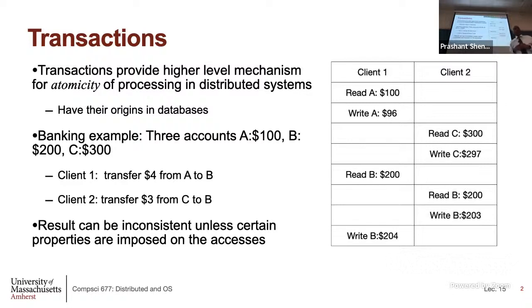Assume that you have a bank application that has a bank database. There are 3 accounts in this bank database, A, B, and C. The balances on those accounts are $100, $200, and $300. And we'll assume that you are performing 2 operations at the same time on this database, 2 concurrent operations. Client 1 is going to transfer $4 from account A to B, and client 2 is going to transfer $3 from account C to B. So effectively, account B is getting $7 total from clients 1 and 2.